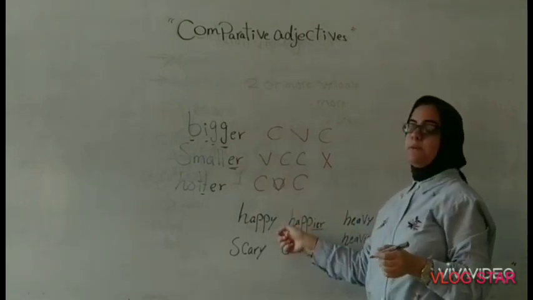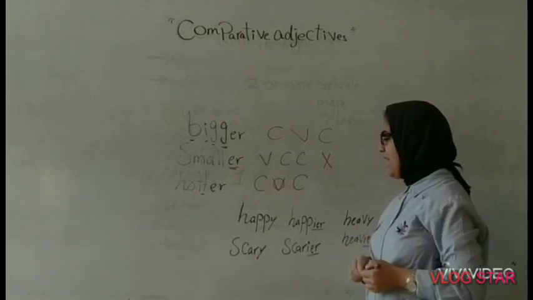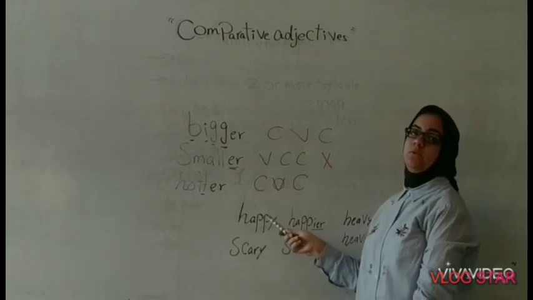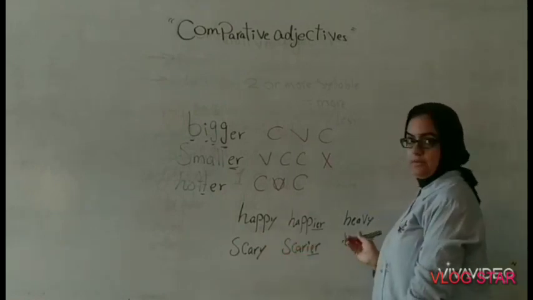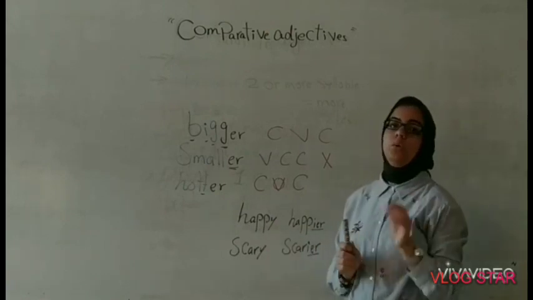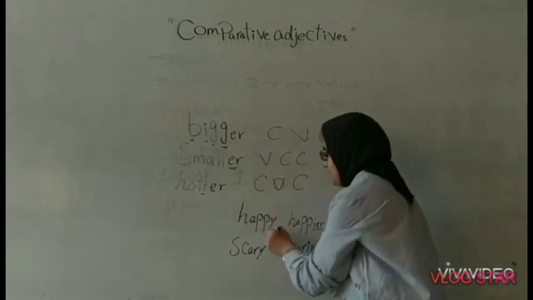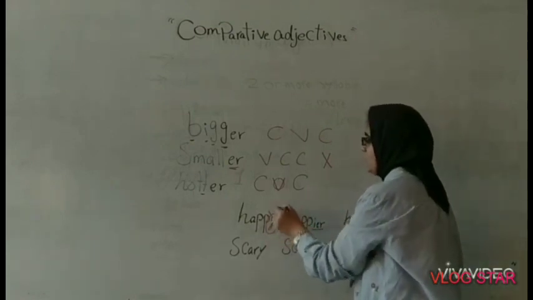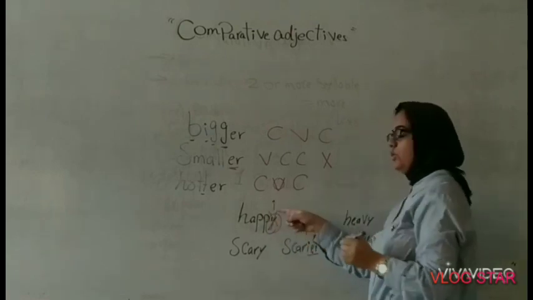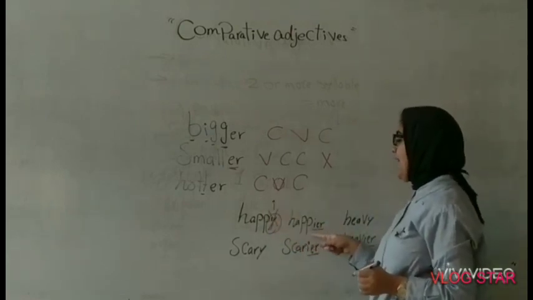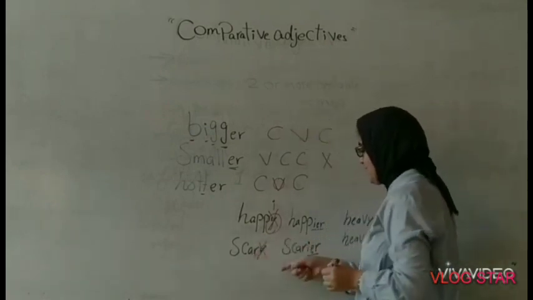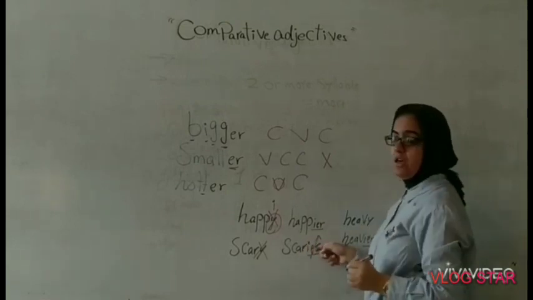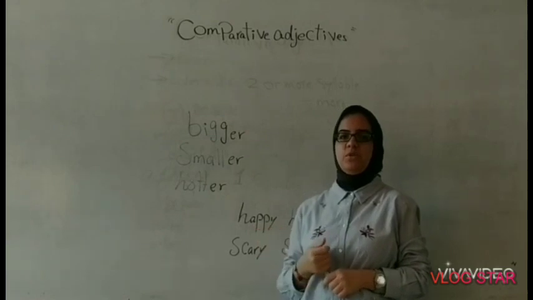Okay, now last but not least, we have the adjectives which end in Y. Happy, ends with Y. Scary, heavy. When we have any adjective that ends with Y, we cross out the Y and change the Y into I. Then we add the ER. So it will be happier. Scary, skip the Y, scarier.